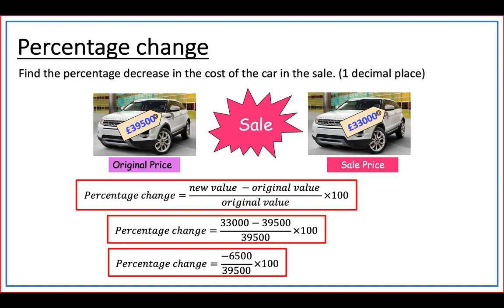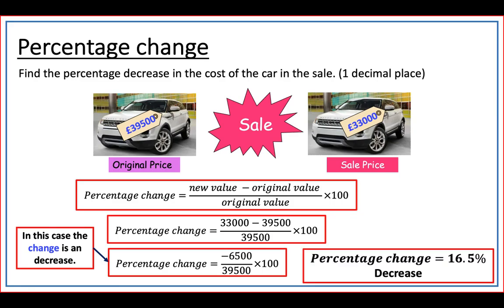And you'll notice that we'll now end up with a negative number on the top. What that means is that it's a decrease. If you end up with a negative, it means that you end up with a decrease. So once we've put that into our calculator, we end up with negative 16.5, but as a percentage, we write it as a positive, but then refer to it as a decrease. So we'd say percentage decrease of 16.5%.